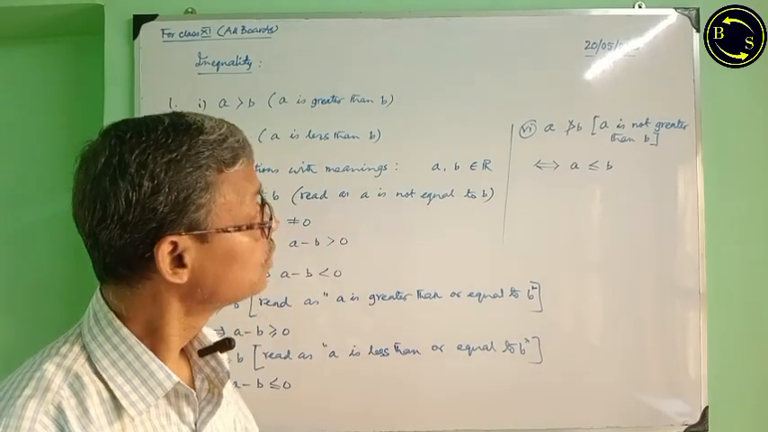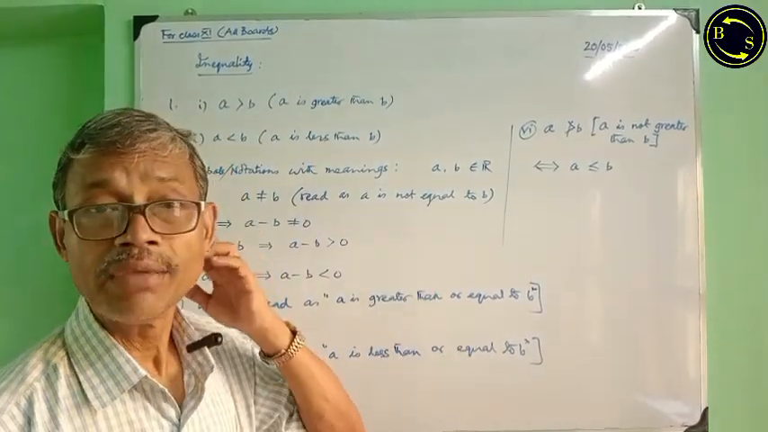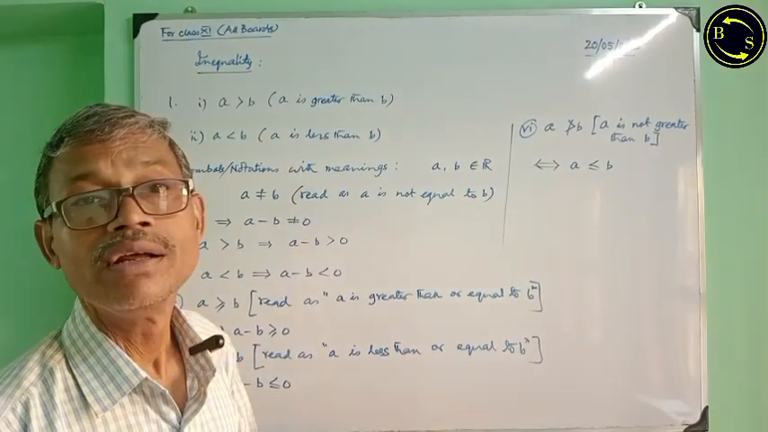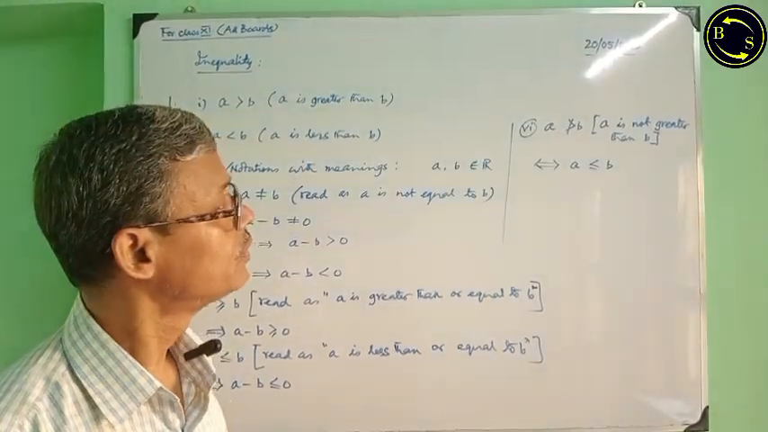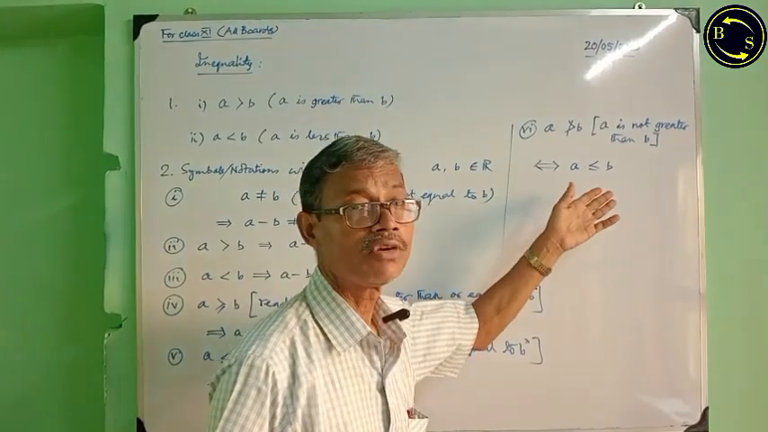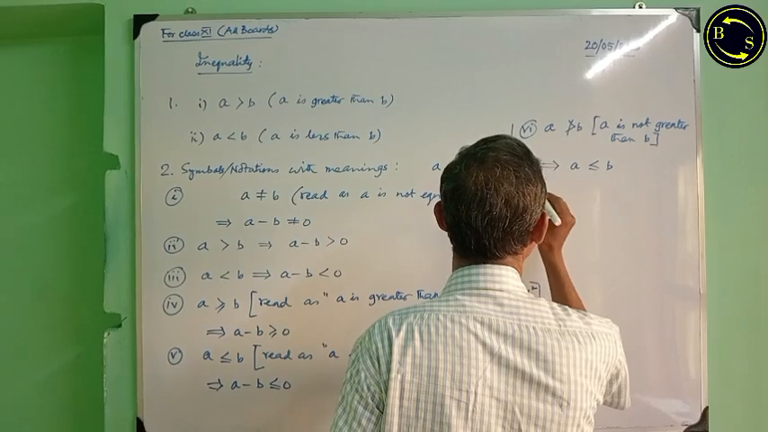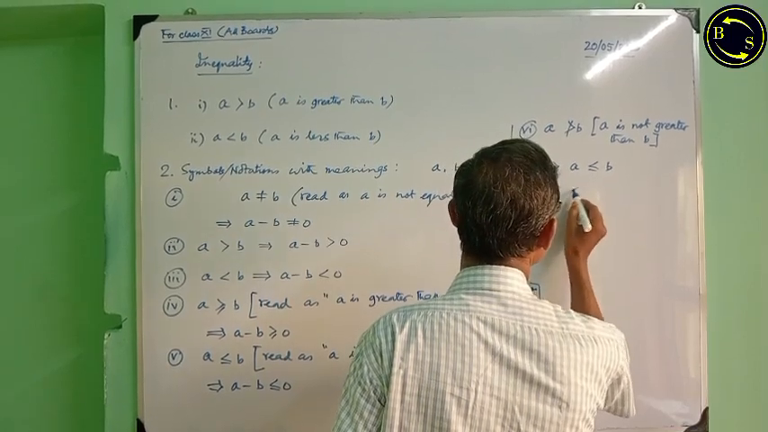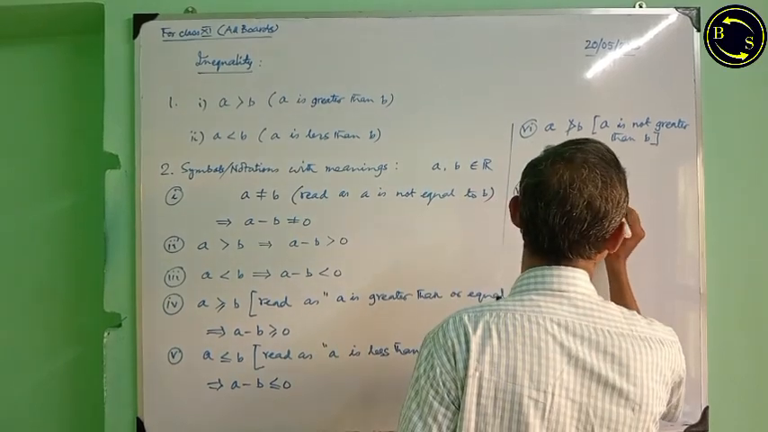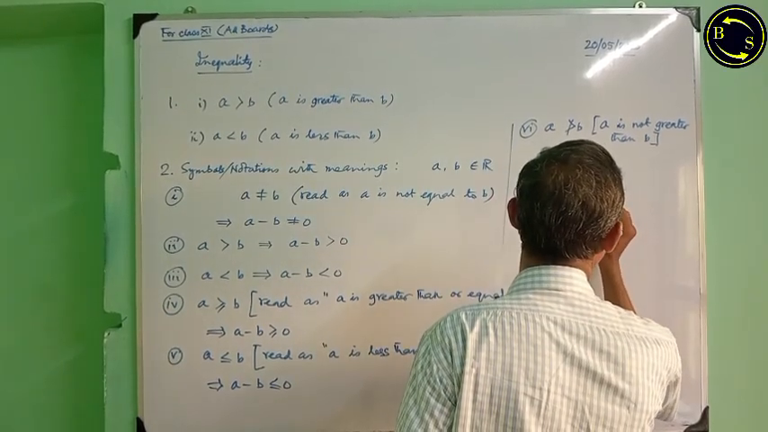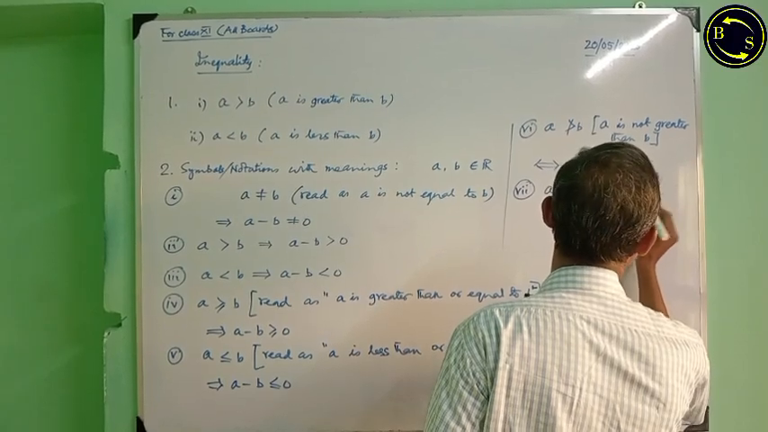Follow that. A is not greater than B, that means the difference A minus B is less than or equal to 0. Therefore, A is less than or equal to B. Then A is not less than B. The equivalent symbol is A is greater than or equal to B.